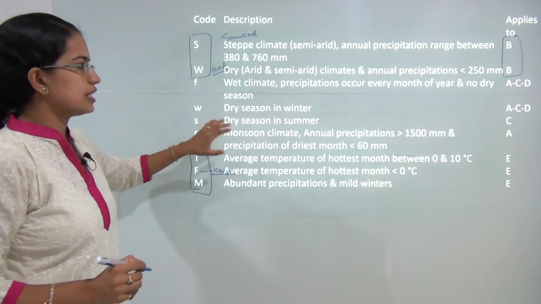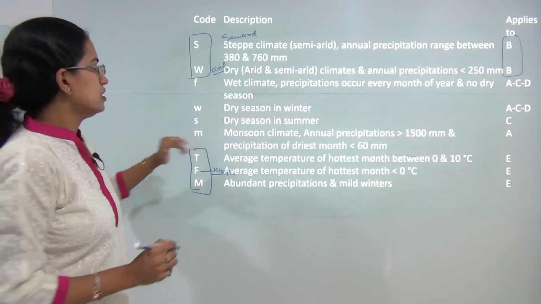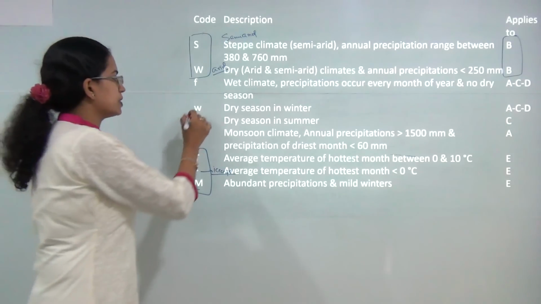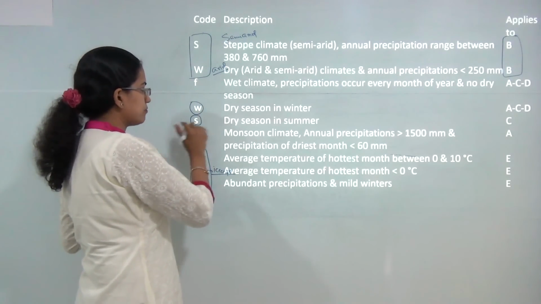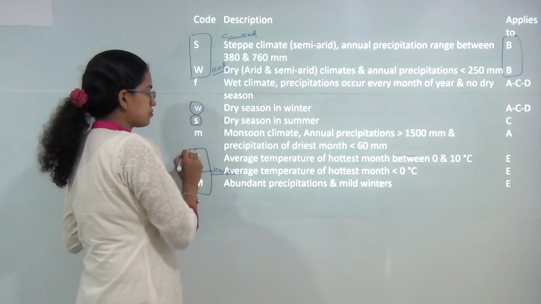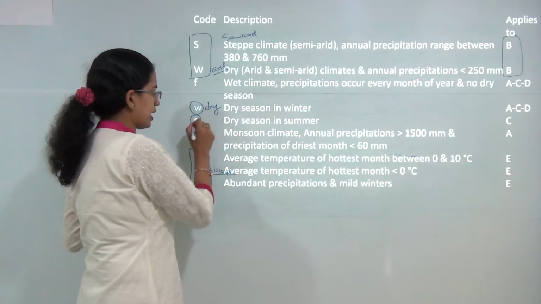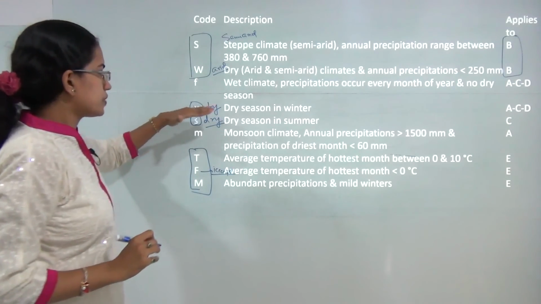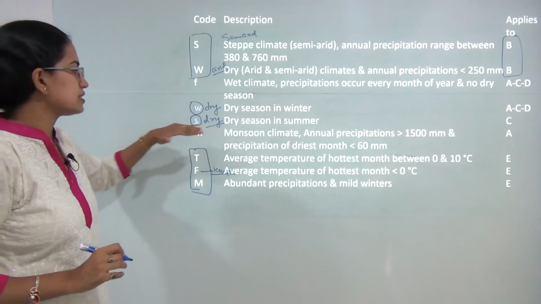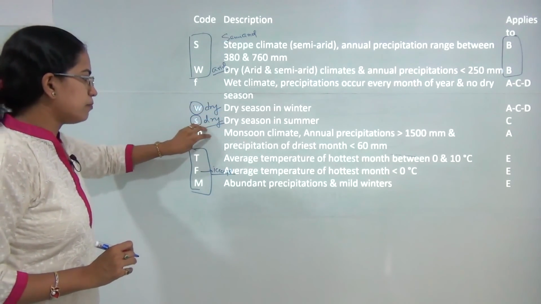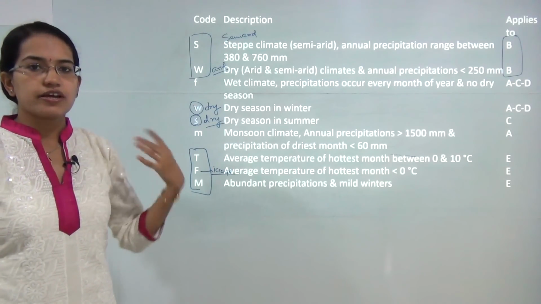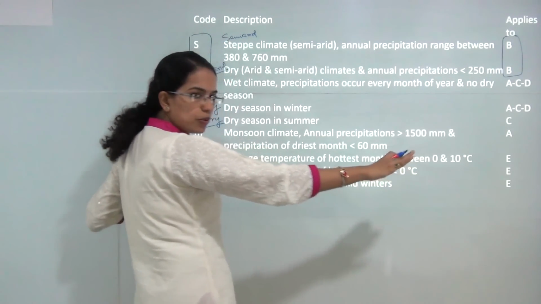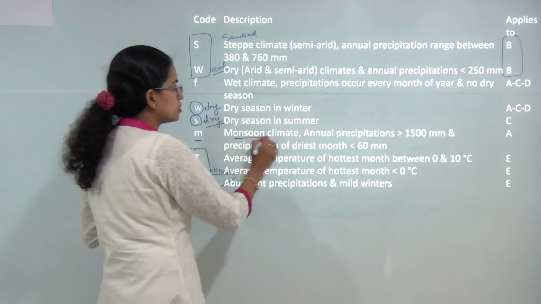Then within C you have regions which are dry in summer. So S means dry in summer, W means dry in winters. W stands for winter and we are talking about dry. S stands for summer and we are talking about dry. So dry winters is W, dry summers is S. M is universally an area of heavy precipitation. So capital M would be a region of abundant precipitation in polar areas, and a small m would be monsoon climate.